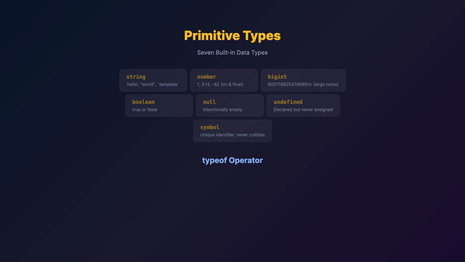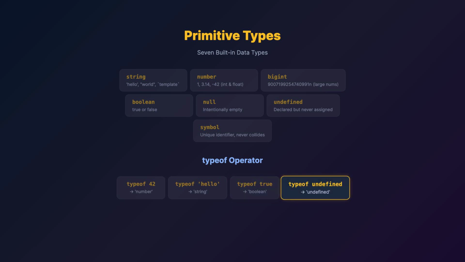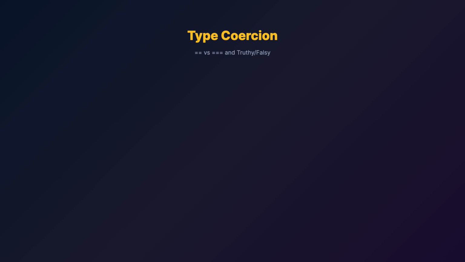To check a type, use the typeof operator. typeof 42 returns number. typeof 'hello' returns string. typeof true returns boolean. typeof undefined returns undefined, but watch out. typeof null returns object. That's a famous JavaScript bug that's been there since 1995 and can never be fixed.